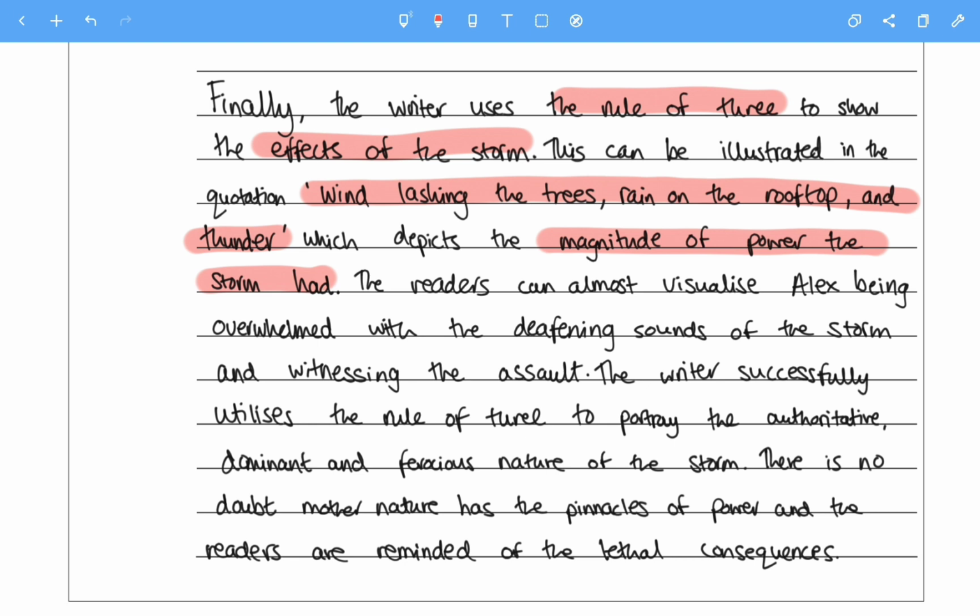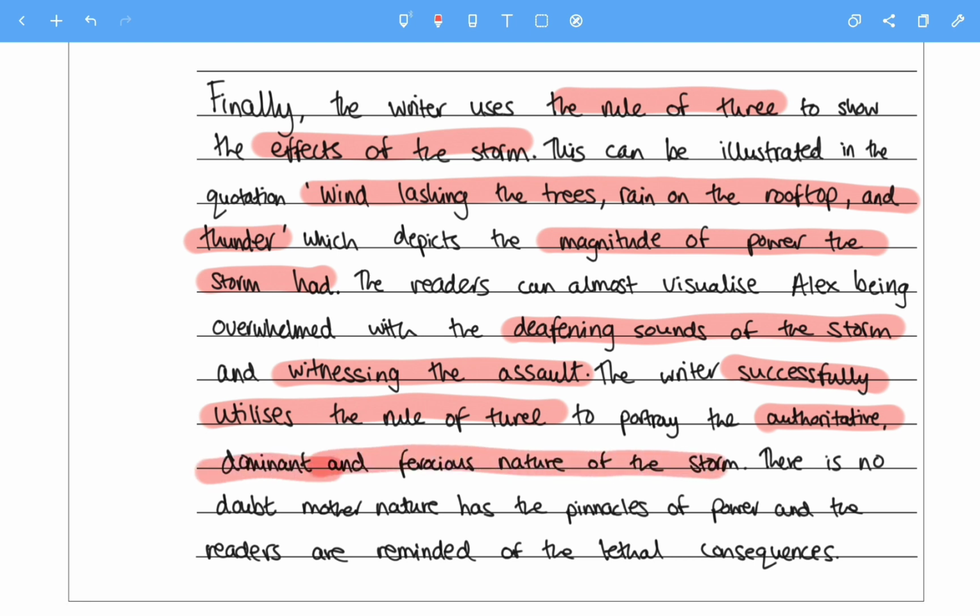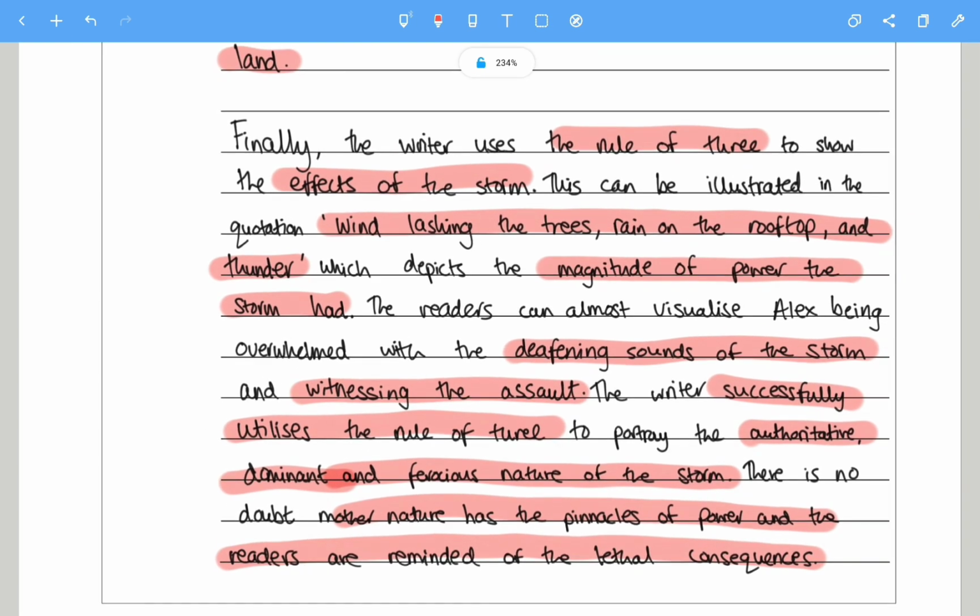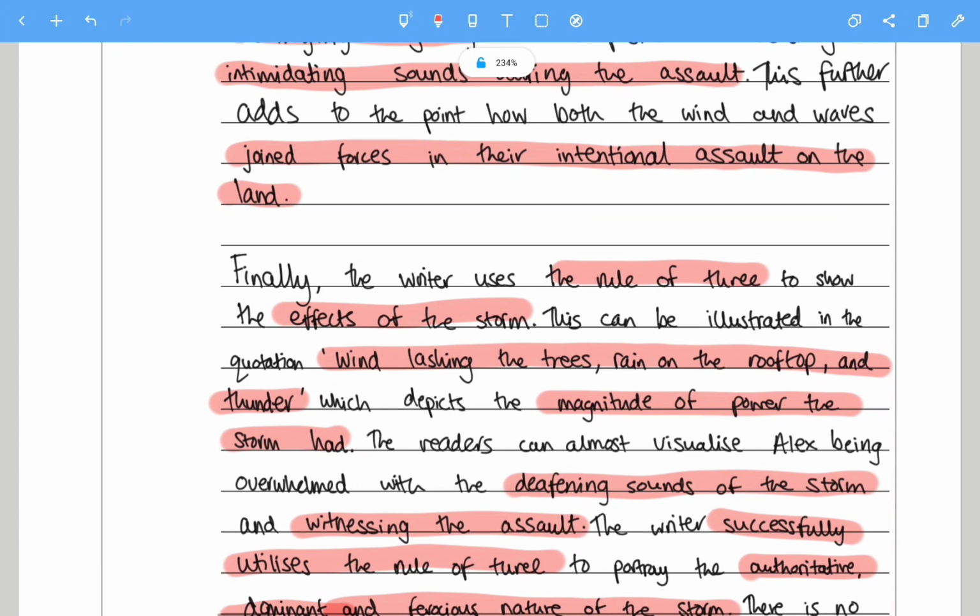The readers can almost visualize Alex being overwhelmed with the deafening sounds of the storm and witnessing the assault. The writer successfully utilizes the rule of three to portray the authoritative, dominant, and ferocious nature of the storm. There is no doubt Mother Nature has the pinnacles of power, and the readers are reminded of the lethal consequences. And that, students, is an example of a grade 9 answer, 8 out of 8.